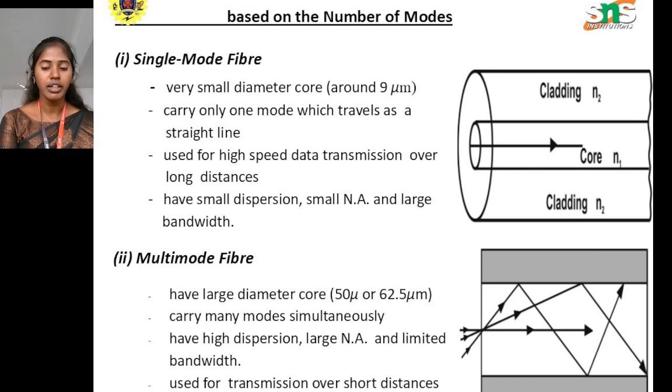It can carry two or more waves. Because two or more waves are entering the core, it has a core diameter very high compared to the single mode fiber. It has a very large core diameter, like 50 micrometers to 62.5 micrometers. It can carry many modes simultaneously. So it has high dispersion, large numerical aperture and limited bandwidth. It is used for short distance communications. Multimode fibers are used to transmit light in short distance communication, and single mode fibers are used to transmit light in long distance communication.